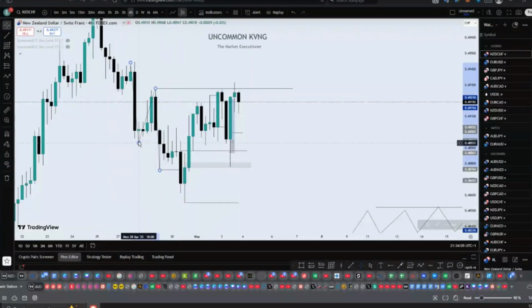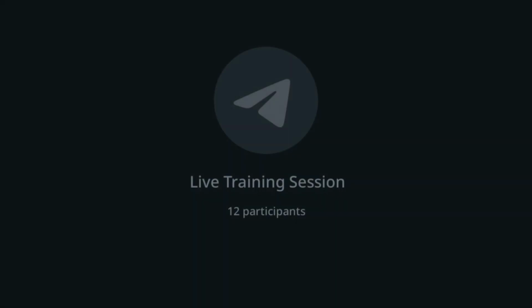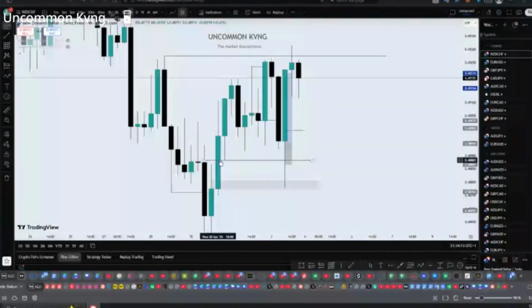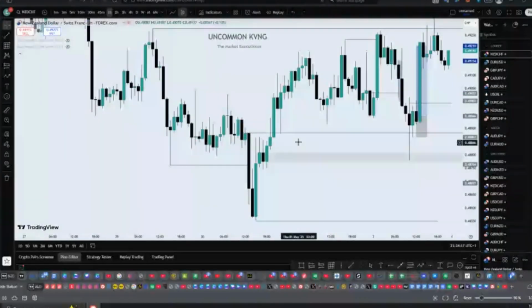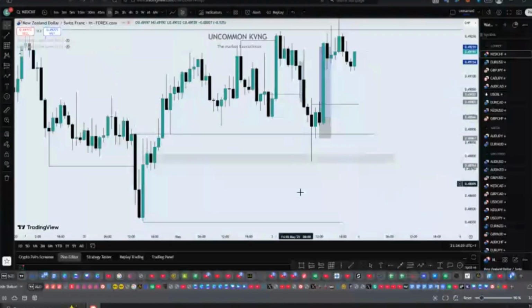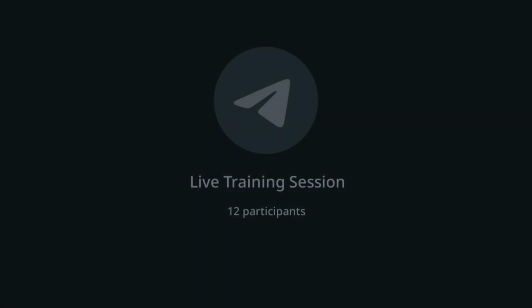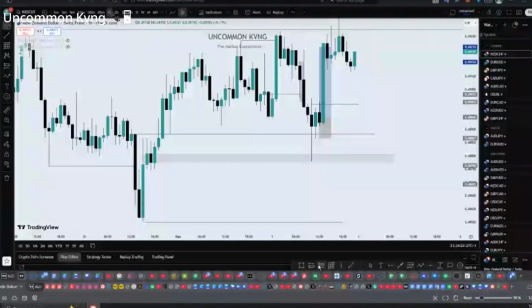Now what happened next? Here. You realize that here was a point of entry for me. I would have caught this entry here. And if I had caught that entry there, this should have been my entry. This should have been my entry.